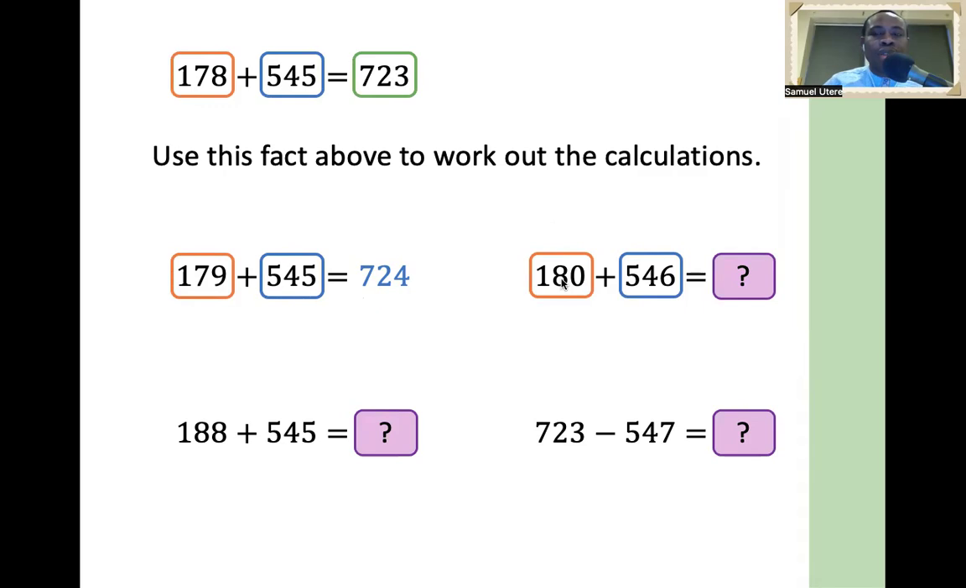We can see here that 180 is 2 more than 178, and then 546 is 1 more than 545. So if we add these two numbers, our answer will actually be 3 more, because 2 plus 1 is 3. Our answer will be 3 more than 723, which will be 726. Now look at this calculation. Tell me what you think.